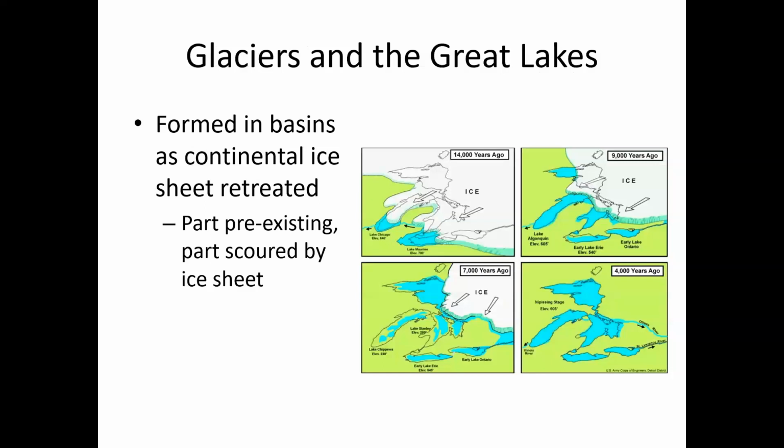A note on the Great Lakes, because these are a special feature of the most recent ice sheet. It was receding about 14,000 years ago. And as the ice sheet retreated, those basins, those low-lying areas, were partially pre-existing, and they were partially scoured by the ice sheet as it went past. And they left the depressions that the Great Lakes have filled today. Those five Great Lakes, huge lakes, are actually remnants of where the ice had scooped and left behind these depressions.